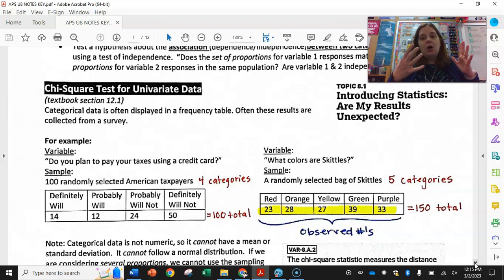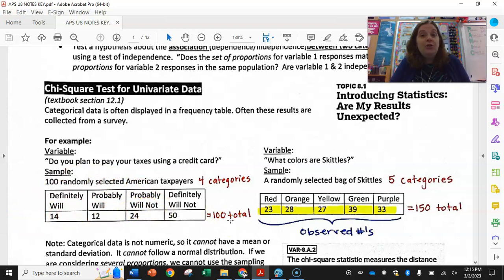So on chi-squared data, you're looking for a distribution of categorical data, which means you're going to have a bunch of counts for a categorical variable. For example, one kind of categorical variable might be, do you plan to pay your taxes using a credit card? And 100 people were randomly selected. They definitely will, probably will, probably will not, definitely will not. You have these four responses, and here are our counts in there.